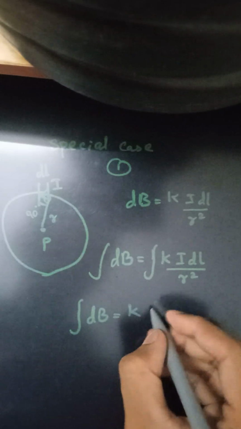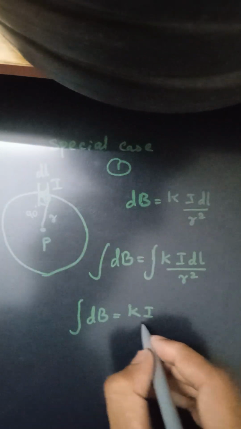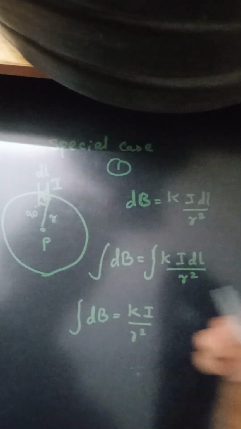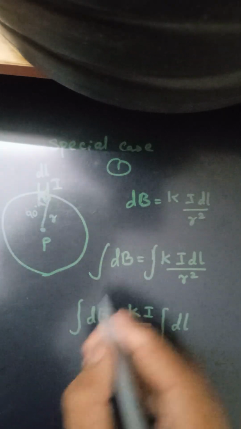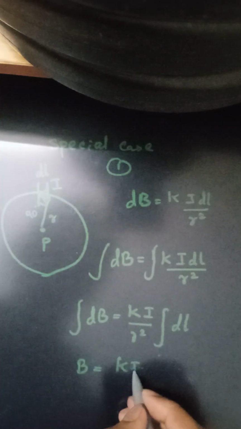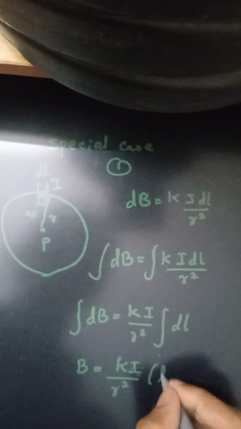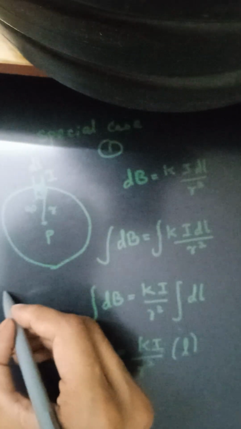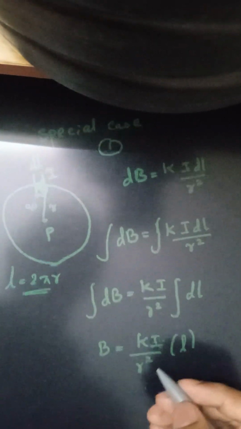So K is constant, current inside the wire is constant because it's the steady current, and by r square. The radius of the circle is not going to change, so it is constant. The only thing we are going to integrate is dl. So we will be getting B equal to Ki by r square. What is integration of dl? That is L. What is L? L is the length of the current carrying loop. So L equal to 2 pi r, that is the circumference of the circle.